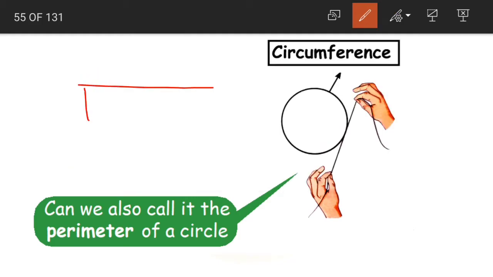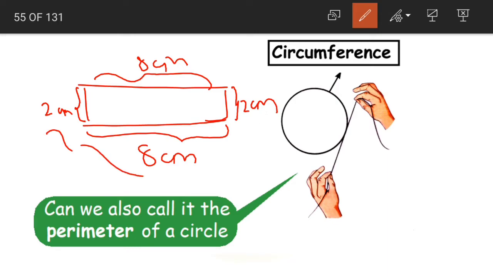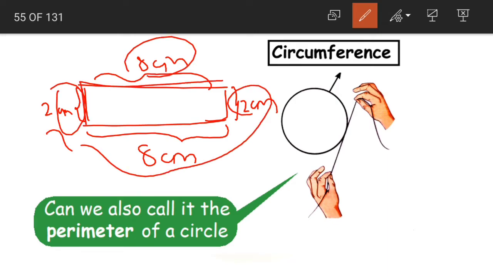Or even if we don't know the perimeter formula, what can we do? We'll take a scale. Now measure this. Suppose it is 8 centimeters. Then we'll measure this 2 centimeters. Again we'll measure this 8 centimeters. Again this 2 centimeters. So what will we do? We'll add all of these lengths together to get the total length of the boundary of our eraser.